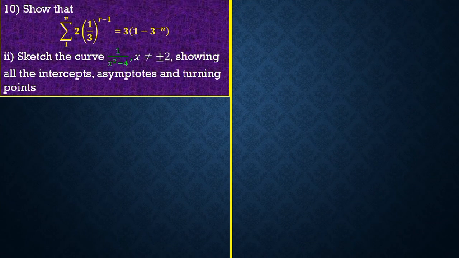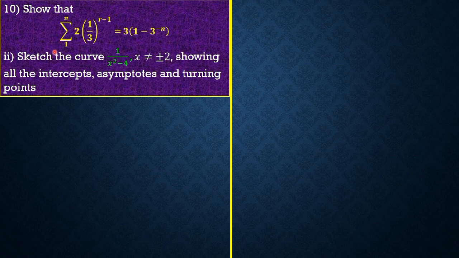Equation 10, guys, as you can see, shows that the series as n goes from a starting value of 1 and ending at n, of 2 into 1 third to the power r minus 1, is equal to 3 into 1 minus 3 raised to the power n. Hence, we should sketch this curve. Okay, now, guys, let's get started.